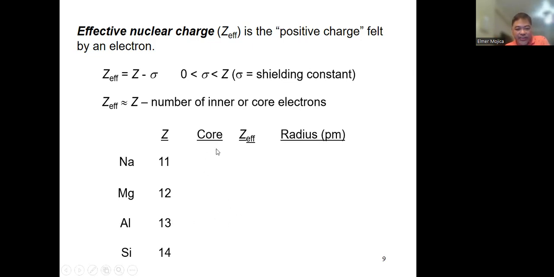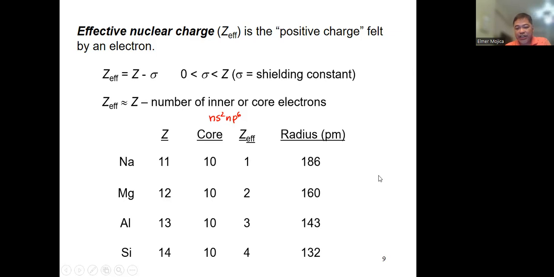Now the core electrons there are the ones that contain the ns2 np6. So the core electrons for this are the noble gas before sodium. That's 10. So if you subtract this shielding constant from Z, this is what you get. Now, this happens from left to right, and look at what happened to the radius. Left to right, atomic radius or atomic size, what? Decreases.